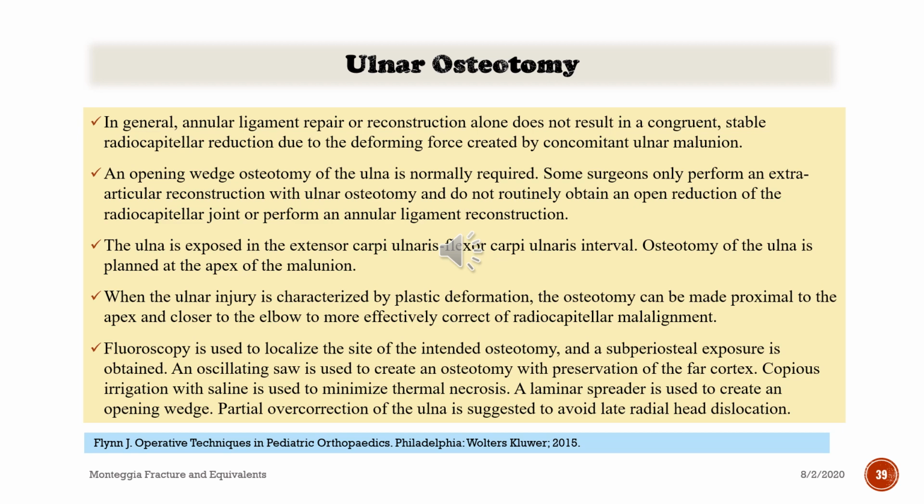Fluoroscopy is used to localize the site of the intended osteotomy, and a subperiosteal exposure is obtained. An oscillating saw is used to create an osteotomy with preservation of the far cortex. Copious irrigation with saline is used to minimize thermal necrosis. A laminar spreader is used to create an opening wedge. Partial overcorrection of the ulna is suggested to avoid late radial head dislocation.